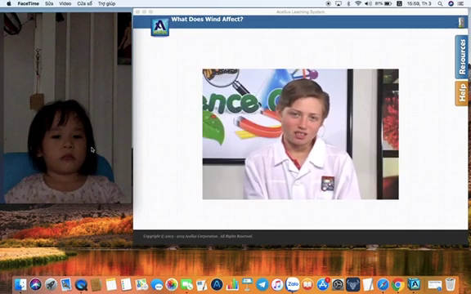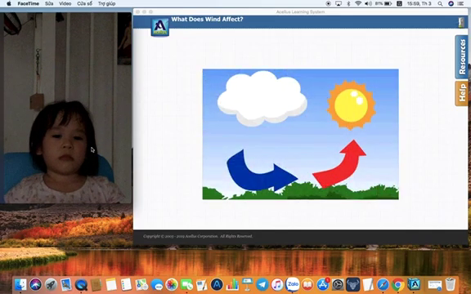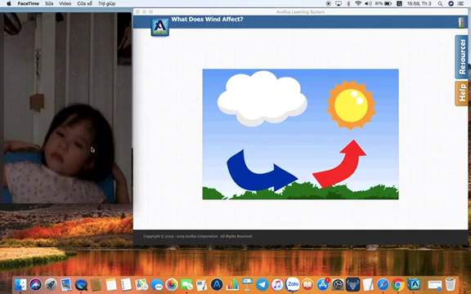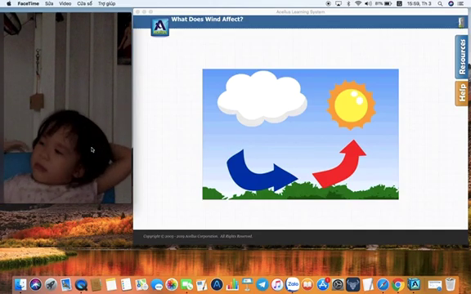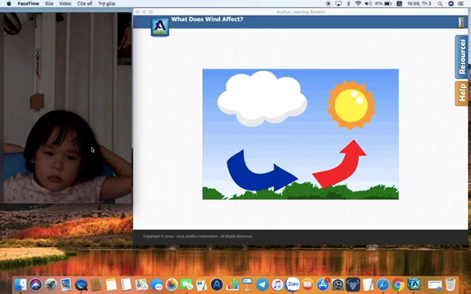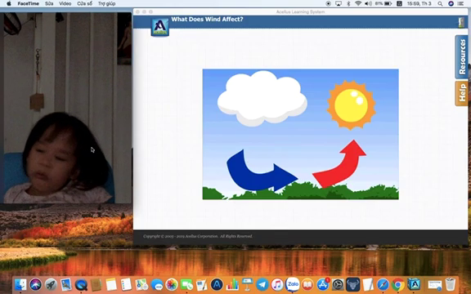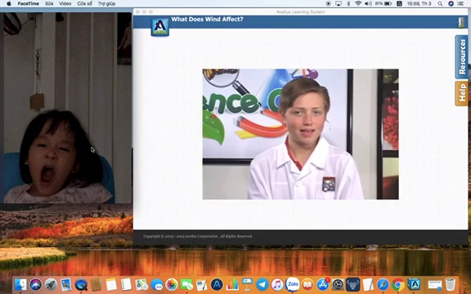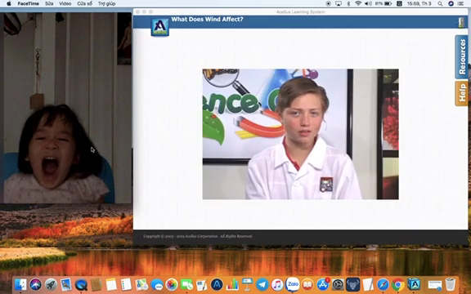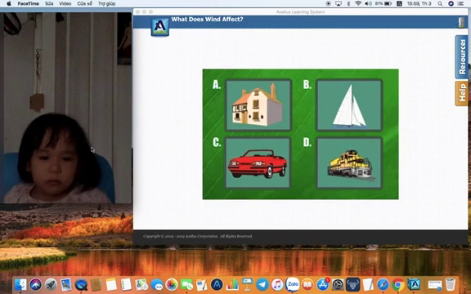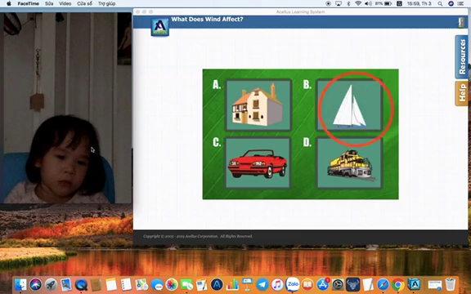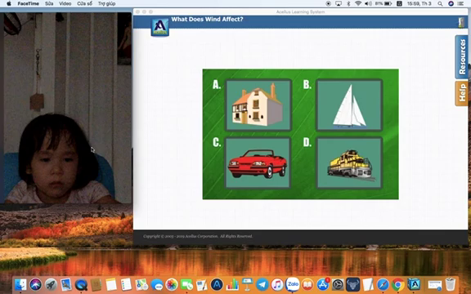Let's review what we've learned. The sun makes the air warm. Because this air is warm, it rises, and cold air takes its place, making kind of a circular motion. This is how wind is made. Now let's do a problem like the one that you're going to do. What is powered by wind? So you look at the pictures and you find the sailboat and you click on it. Good luck!